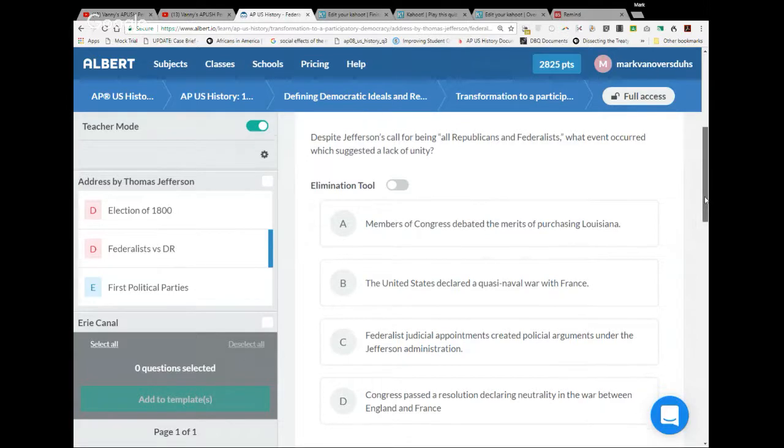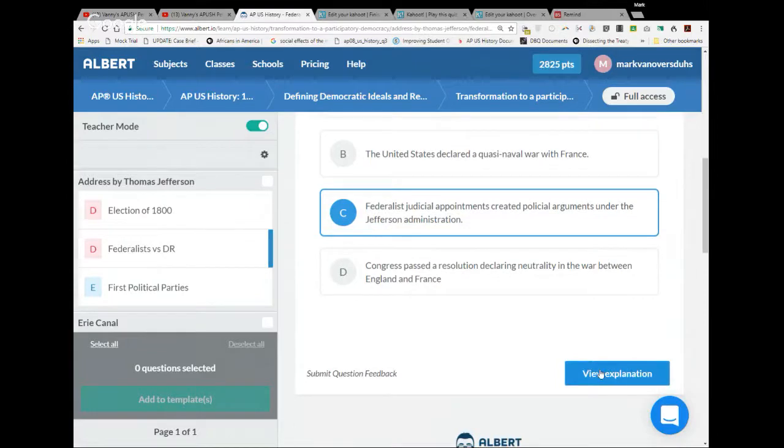Which one of these four suggests a lack of unity? So I've got my four C's from Jake, David, Alex, who says C strikes again. Many of you are in agreement. Let's take a look.